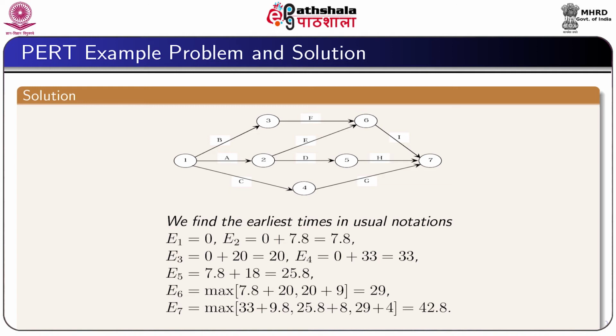Similarly, for the node 7 we have to consider the 3 activities 6 7, 5 7 and 4 7, and from these 3 values we have to choose the maximum one, which is 42.8. So, earliest occurrence of the event 7 is 42.8 units.